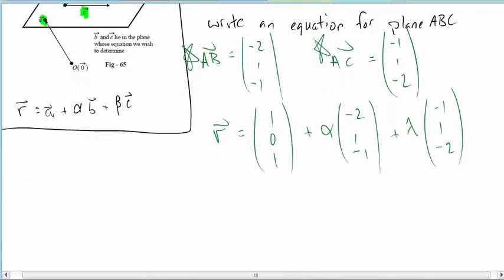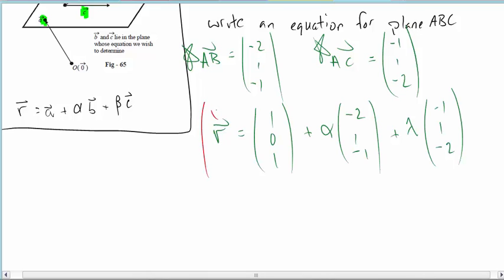But you know what? That's great. That's fine and dandy. But how do we get to the Cartesian form? That's something that we want to know how to do. We don't necessarily want to keep it in vector form. So let's write the parametric form. We're going to start with that.